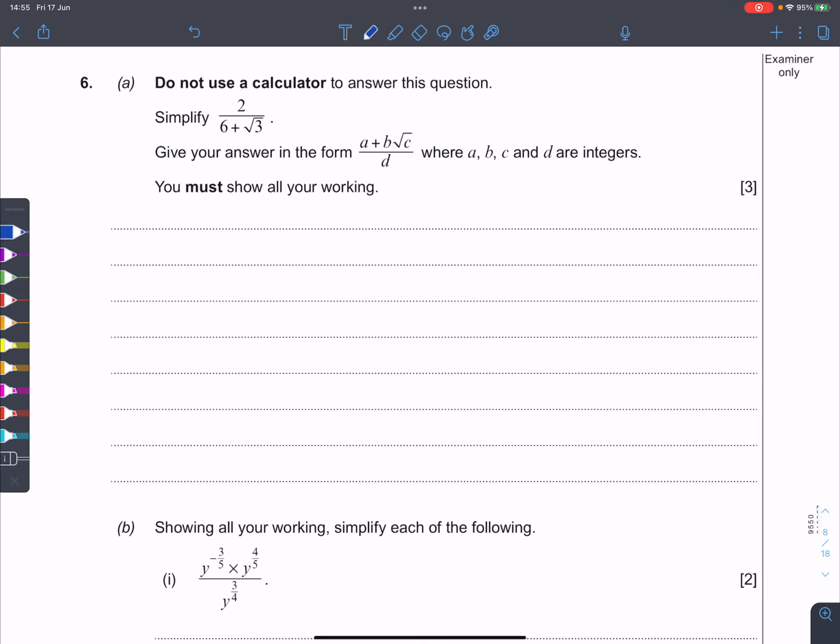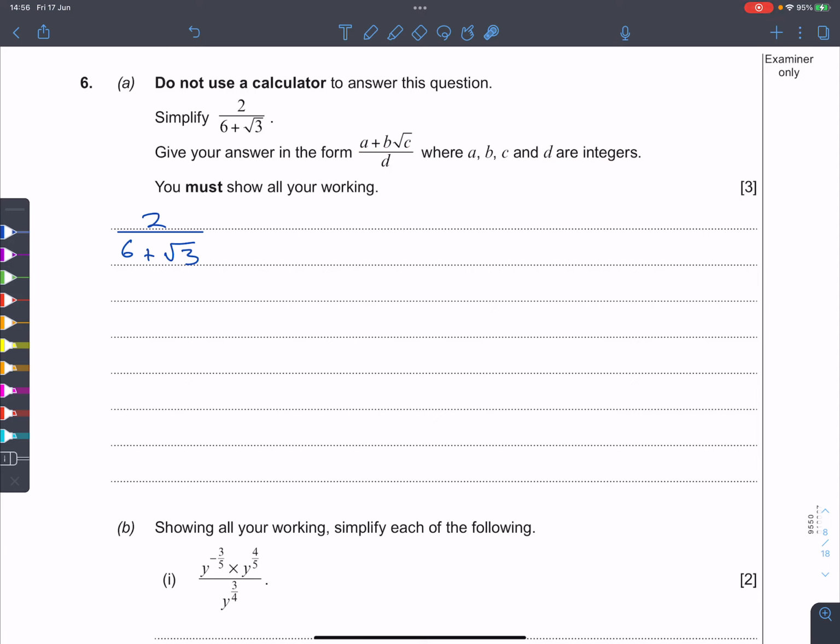So let's start with 2 over 6 plus root 3. And you want to write it in the form where the denominator is an integer. So A, B, C, and D. So it's going to be something like 5 plus 3 root 2 over 6. Something like that, where they're all whole numbers.